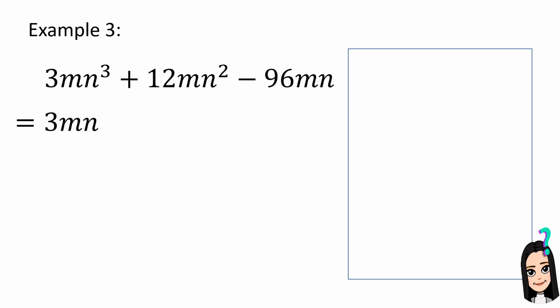Then for n, we have different exponents. So we have 3, we have 2, and we have 1. So we take only the lesser value of exponent, which is 1. So that's why our answer here is only n.